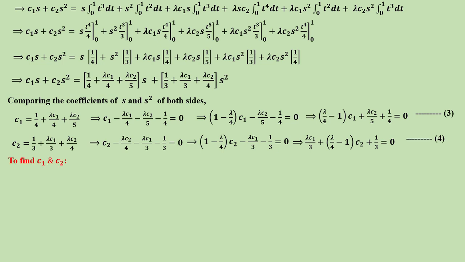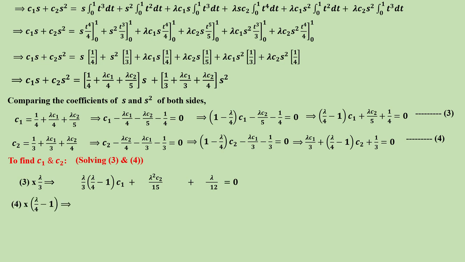Now we are going to find the values of c1 and c2 by solving equations 3 and 4. Multiplying equation 3 by lambda by 3: lambda by 3 into lambda by 4 minus 1 into c1 plus lambda square c2 by 15 plus lambda by 12 equal to 0. Multiplying equation 4 by lambda by 4 minus 1: lambda by 3 into lambda by 4 minus 1 into c1 plus lambda by 4 minus 1 whole square c2 plus lambda by 4 minus 1 into 1 by 3 equal to 0.